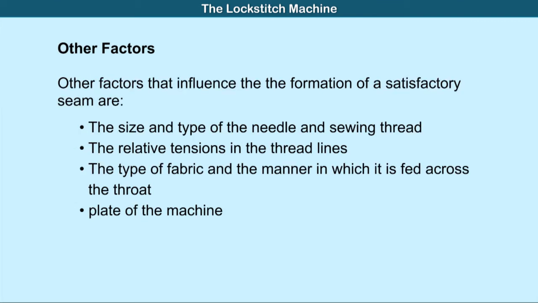Apart from this, there are other factors that influence the formation of a satisfactory seam, such as the size and type of the needle and sewing thread, the relative tensions in the thread lines, and the type of fabric and the manner in which it is fed across the throat plate of the machine.